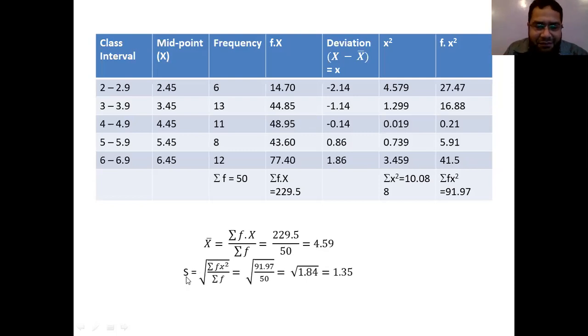Then we find the deviation of each observation from the mean, square it, find fx square and then its sum. Standard deviation is given by the square root of summation of fx square divided by summation of f. The sum of fx squares is 91.97, divided by 50, the number of observations. Then we find the square root, and it comes out to be 1.35.